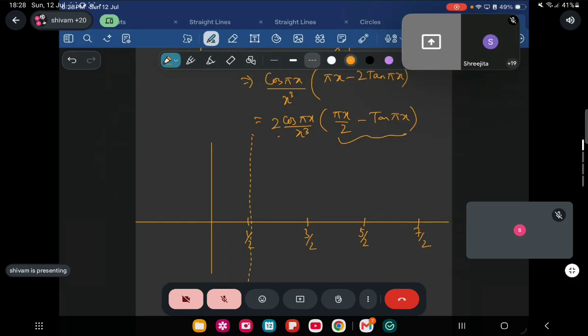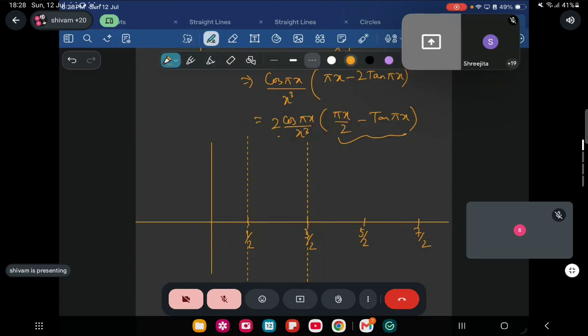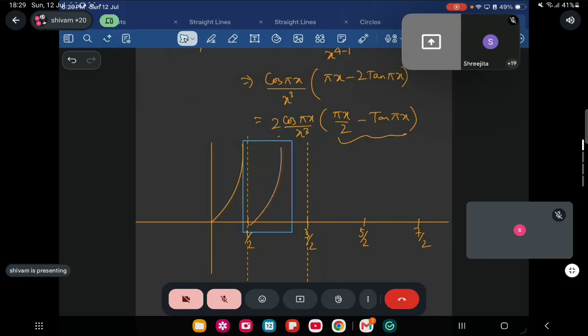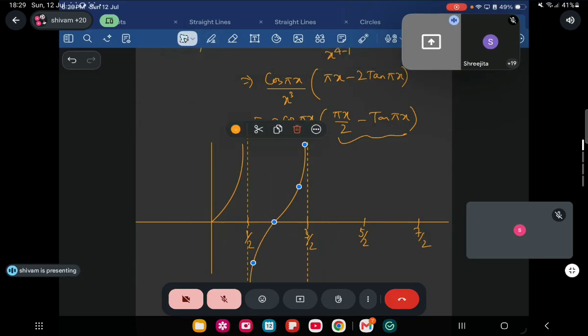Pay attention. Those who are online, are people getting it? Yes or no? Shrita, are you getting it? Yes, sir. Anyone having any doubt, you can ask me now. Okay, this is the graph of tan pi x from 0 to half.